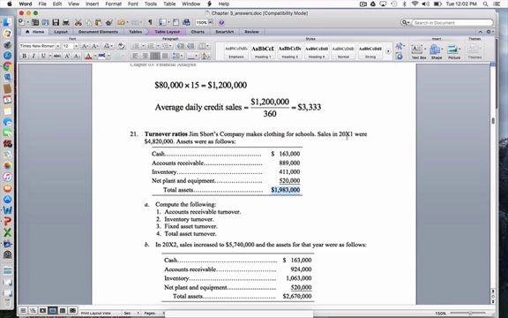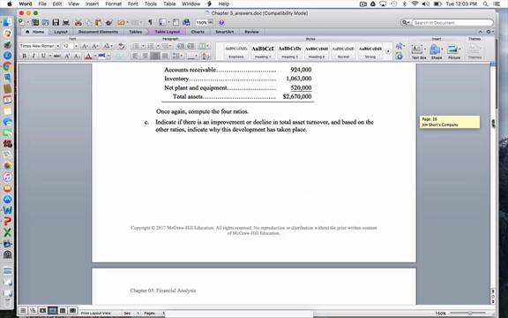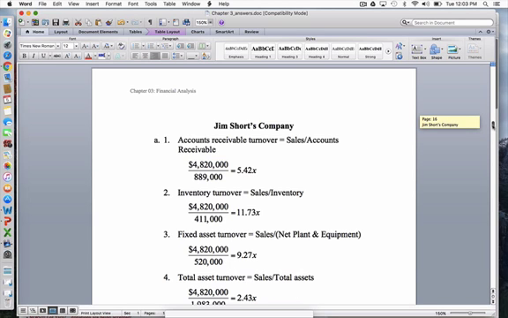Now in the second year, we have a different number for sales, and you are going to do the same ratios, but using the new number of sales. So you can see the sales increase from 4.8 million to 5.7 million. Now, when you do the calculations for ratios for both years, this is what you get for each of them.